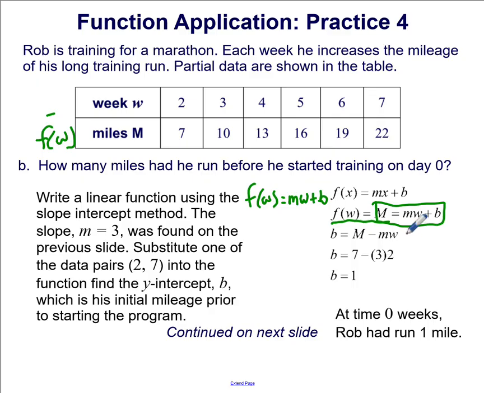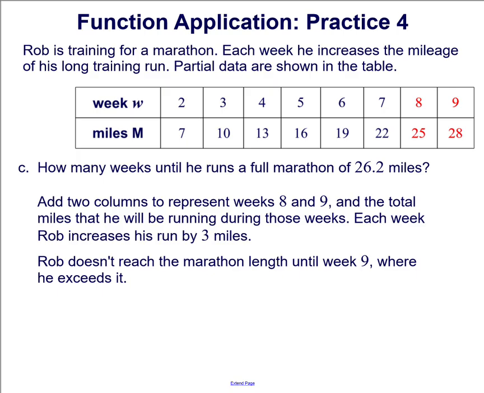Now, we selected any 2 points. Right here it says we selected 2, 7, but we can honestly select any 2 points out of this data table. But making the appropriate substitution, M is 7, our slope was 3, we calculated that, and he ran 7 miles on week 2. So we replaced W with 2. And performing the arithmetic, we find that b is equal to 1. What that means in this context is that at the start of the program, 0 weeks, he had run 1 mile.